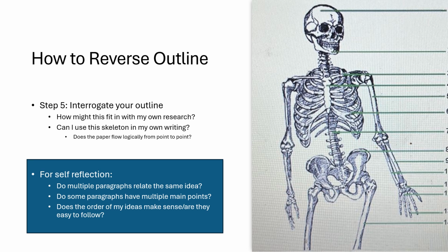If you're doing it on your own work for self-reflection, you can ask questions like, do multiple paragraphs relate the same idea? Do some paragraphs have multiple main points? Does the order of these paragraphs make sense? And the idea behind that is that you can identify problem areas in your writing where maybe you have multiple major themes crammed into one paragraph. And you're like, okay, I need to go back. I need to rework this. What's my main point here?